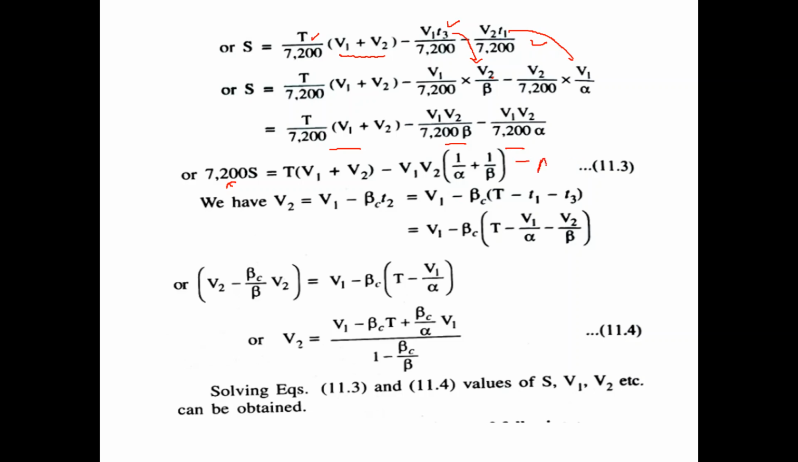This is equation number A, we will call it equation number A. Now in this equation there are two unknowns, V1 and V2. Alpha is known, beta is known, T is known.